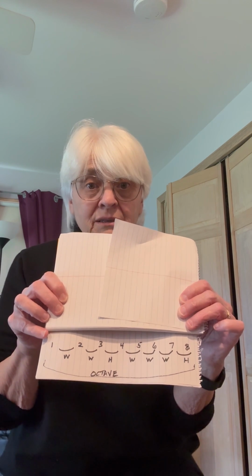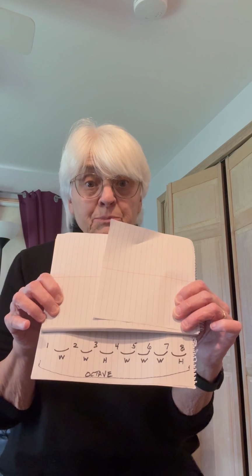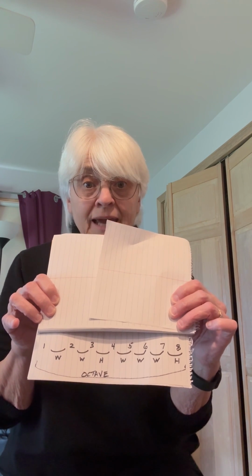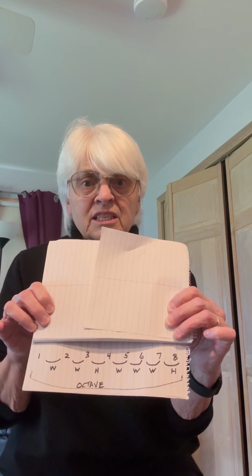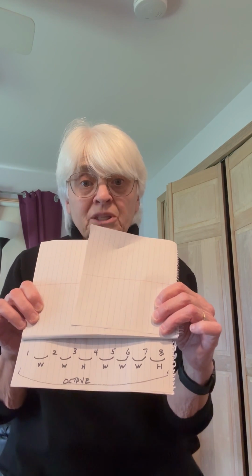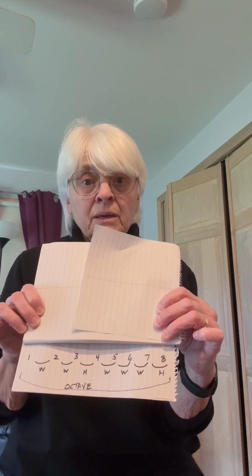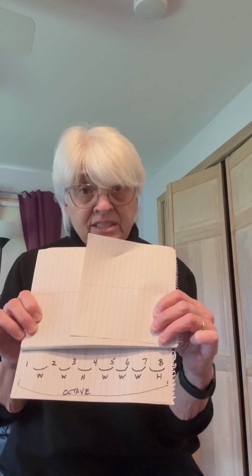But so the distance between 1 and 2 is a whole step. The distance between 2 and 3 is a whole step, which is 2 frets. Remember, whole step is 2 frets. The distance between 3 and 4 is a half step. The distance between 4 and 5, whole step. Between 5 and 6, whole step. Between 6 and 7, whole step. Between 7 and 8, half step.